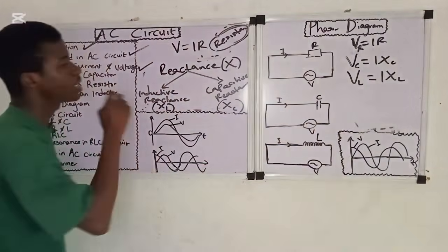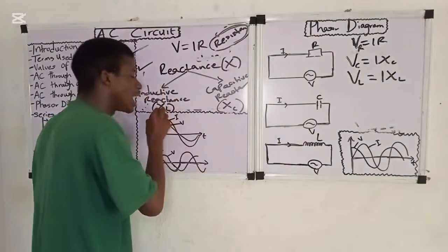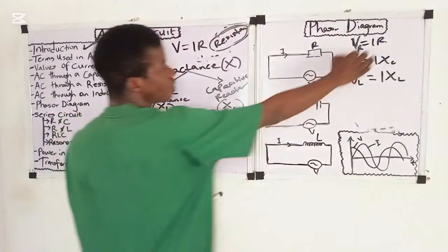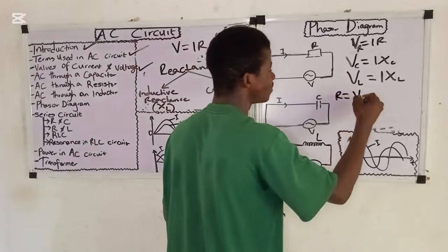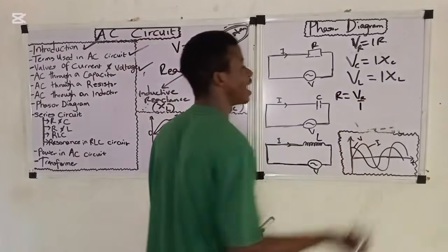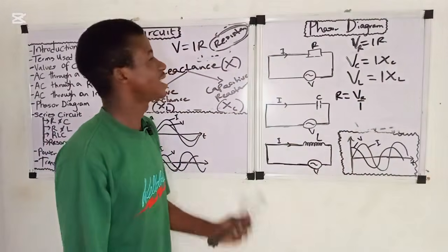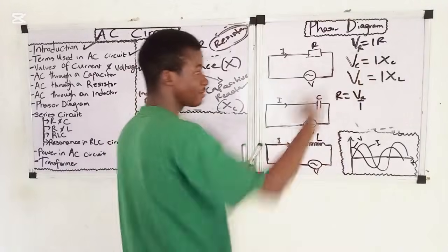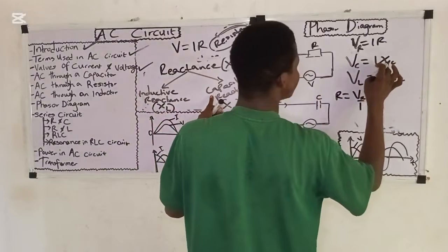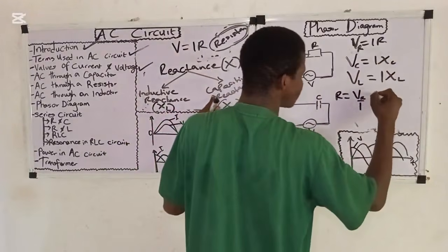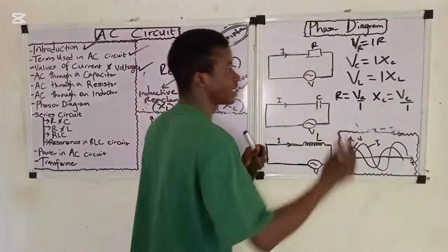Now let me give you the formula of capacitive reactance and inductive reactance. We all know the formula for resistance, right? Resistance is voltage over current. We can also say the formula for capacitive reactance is the voltage across the capacitor over the current. Same goes for this.